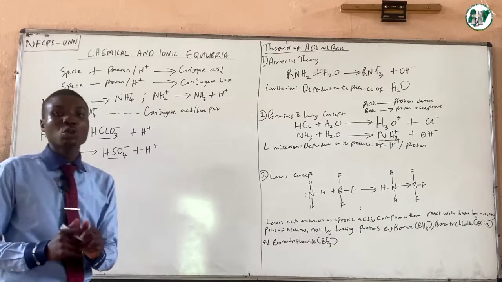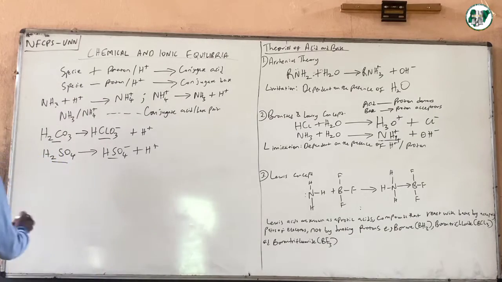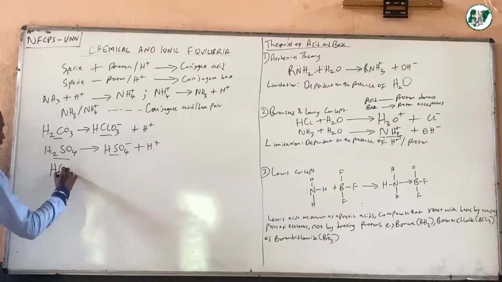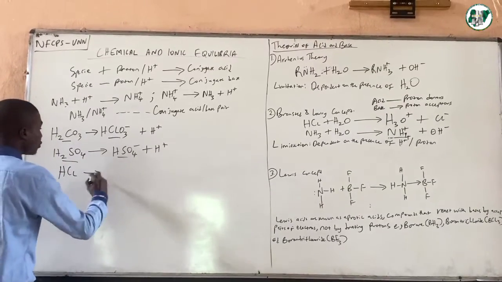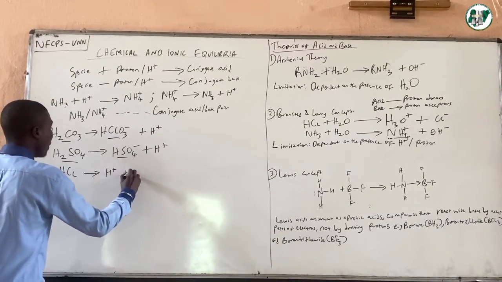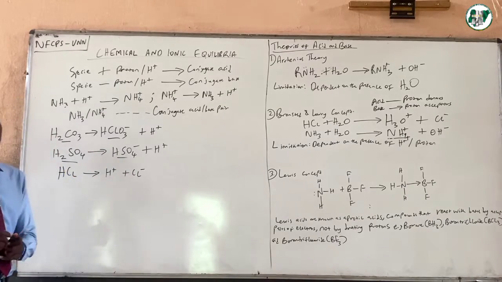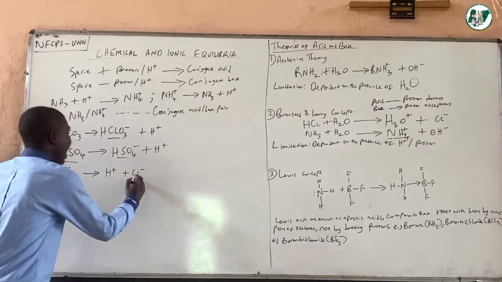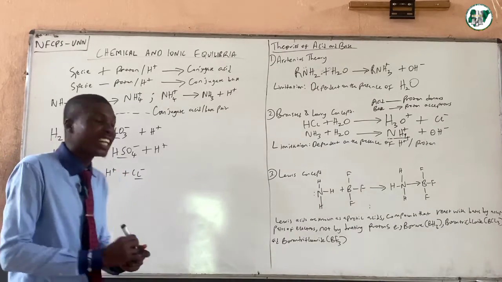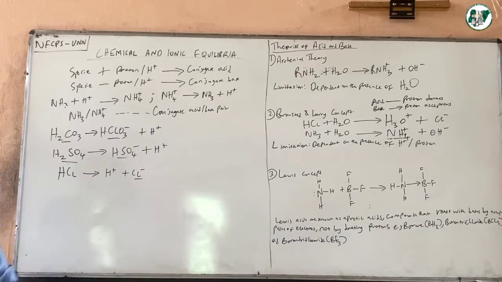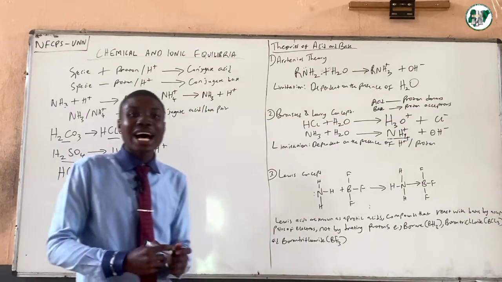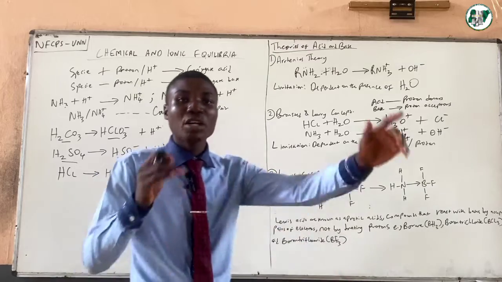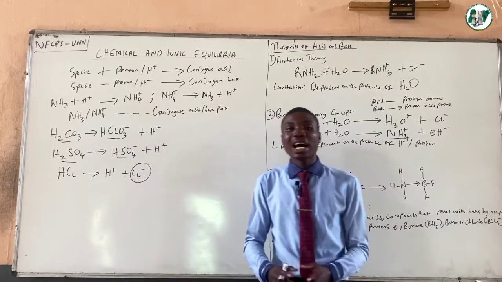Now, there's something you have to note here. For example, we have a compound like HCl. HCl can lose a hydrogen ion to form H plus plus Cl minus. You are correct to say that Cl minus is the conjugate base of HCl. But take note, Cl minus on its own cannot act as a base.